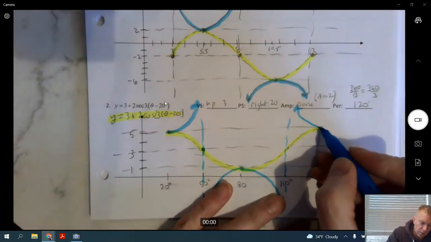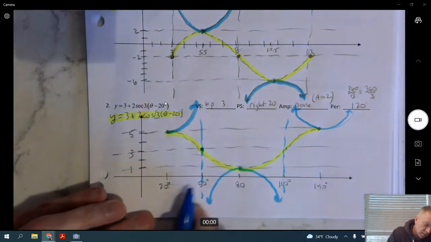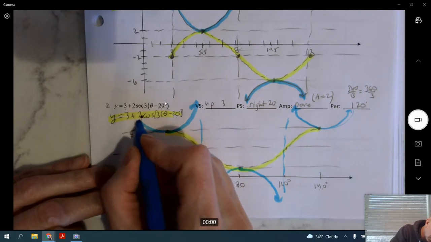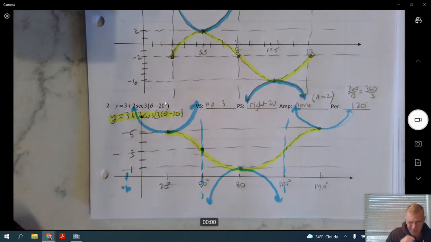That's all you have to graph. You could do the other part of this if you wanted. This one would actually go over here. Your next asymptote would be at negative 10. Okay, let's go to the next page.